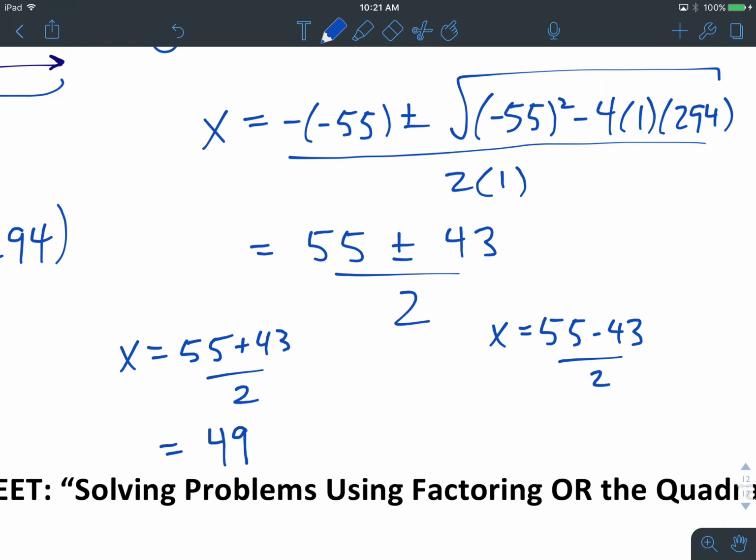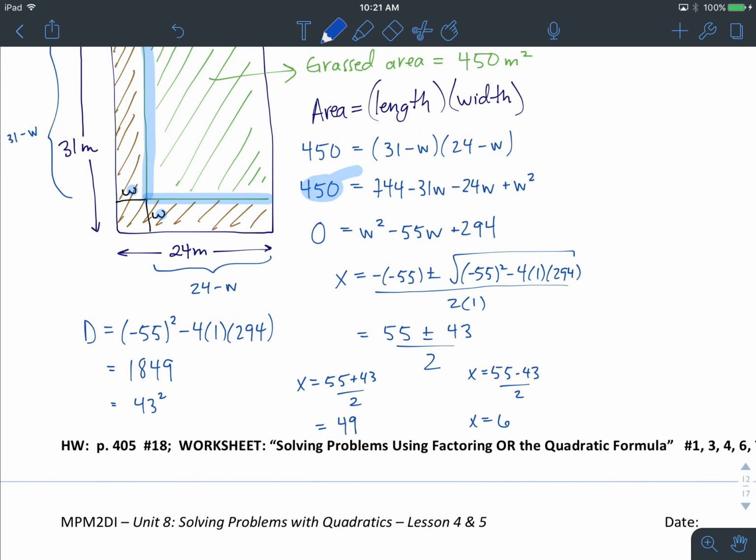And in our second example, we have 55 minus 43 equals, gives me 12, divided by 2 obviously gives me 6. X equals 6.